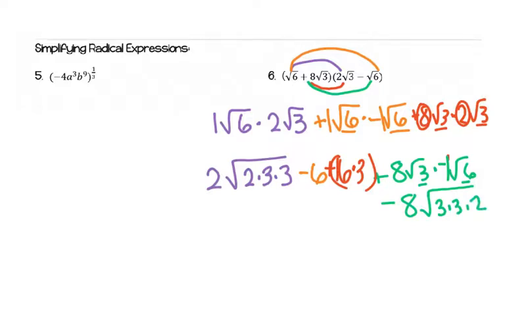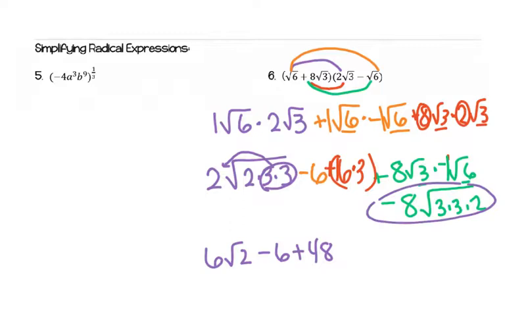So, let me rewrite this because it's kind of messy. So I'm going to have 2, and then, actually I'll simplify this while I'm at it. So I'm going to take out a pair of 3, so that's going to come out. So I'm going to have 2 times 3, so that's going to be 6 square root 2, and then I'm going to have minus 6. And then 16 times 3 is 48.